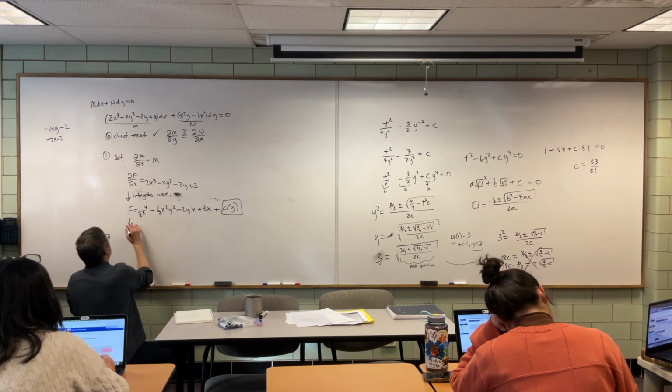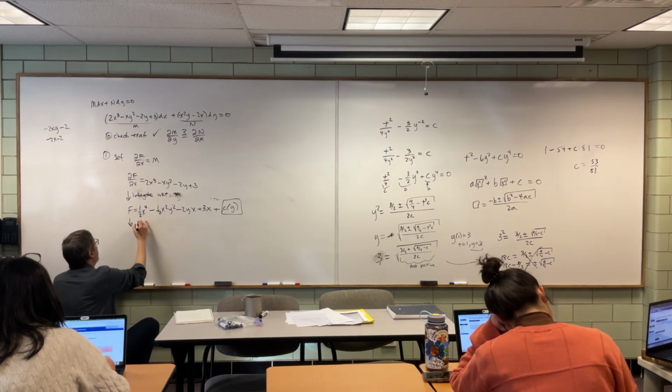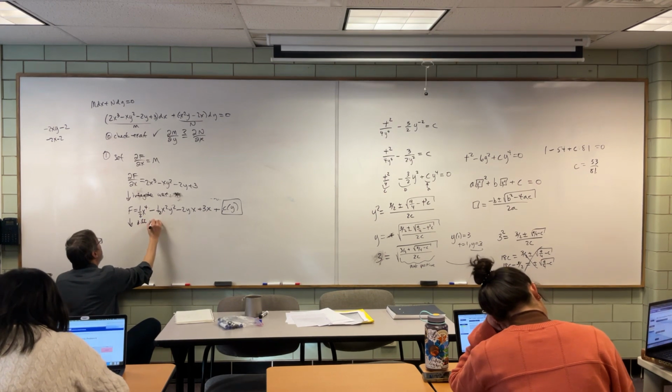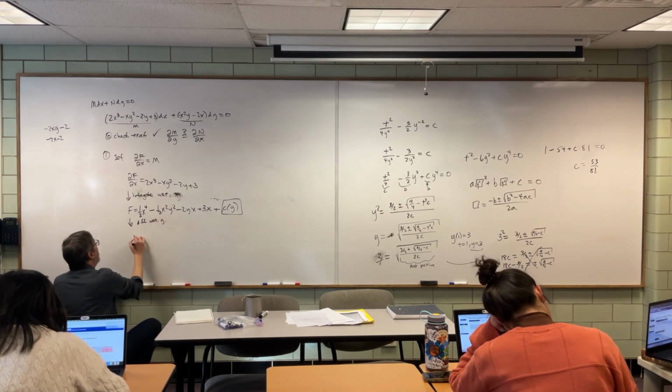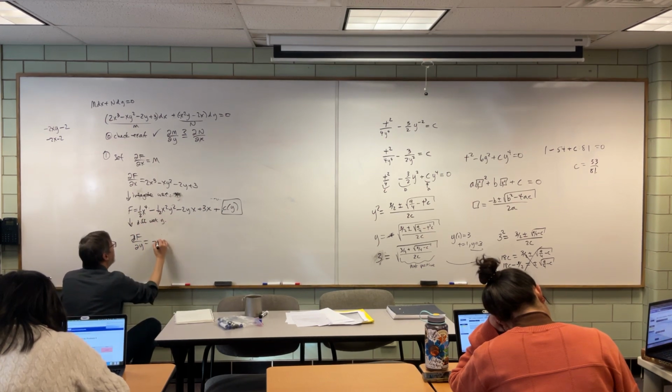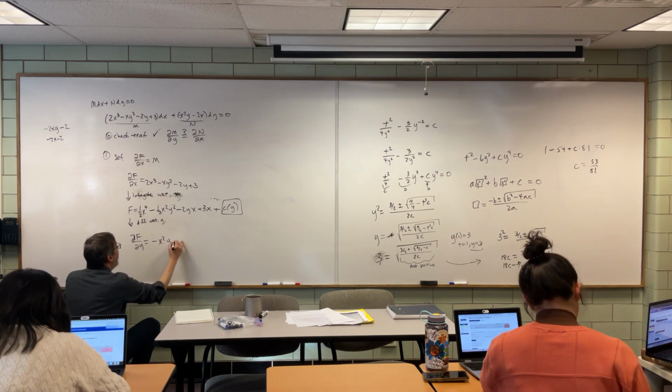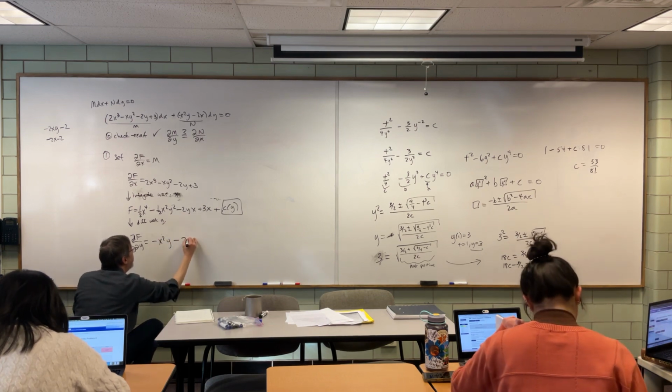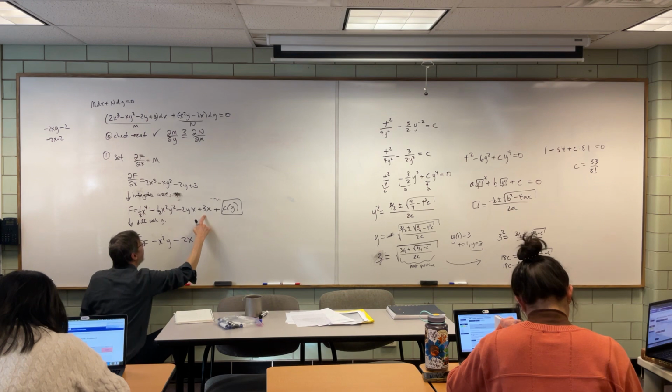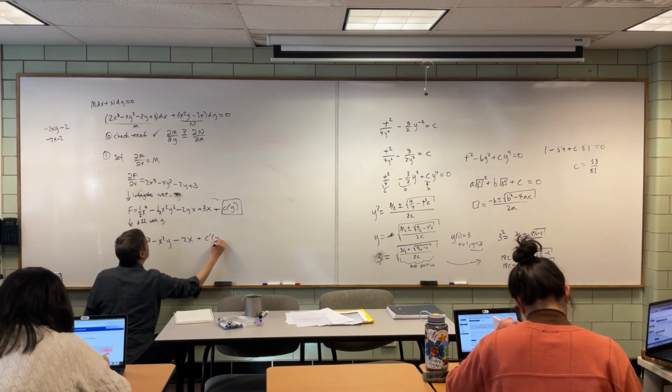Thank you. So now I'm going to differentiate that with respect to y. And that's going to get me the first partial of f with respect to y is equal to, this is going to become negative x squared y, this is going to become negative 2x, this is going to go to 0, and this is going to become plus c prime of y.